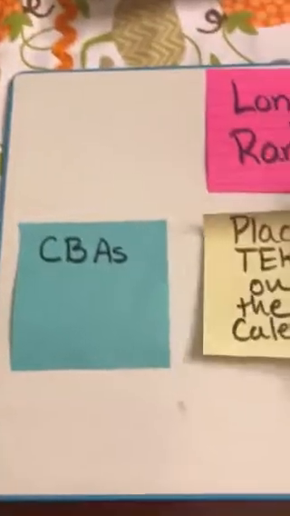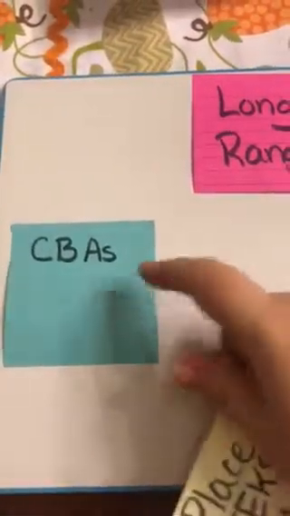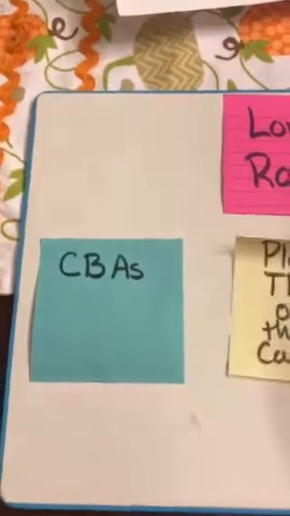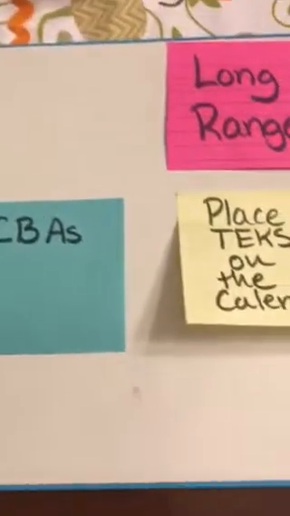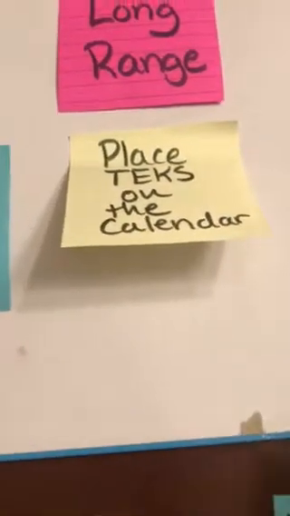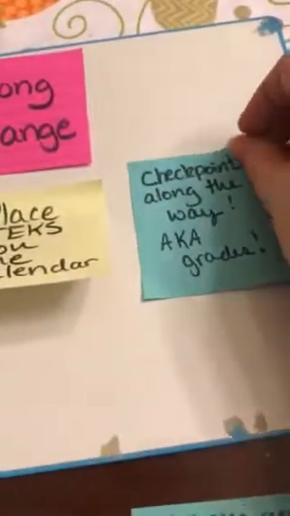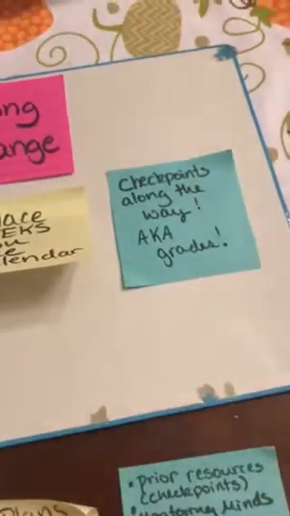is we are going to design our CBAs, and I'm going to talk a little bit more about that in just a minute. After we design our CBAs and we're happy with that because we've done our backwards planning, we are going to place our TEKS on the calendar. After we've placed our TEKS on the calendar, we are going to say what checkpoints do we need along the way, aka the grades, okay?